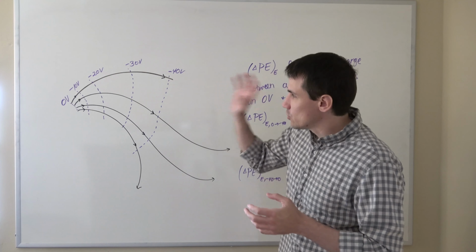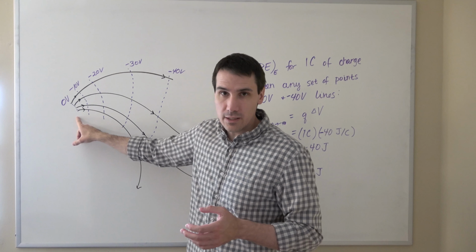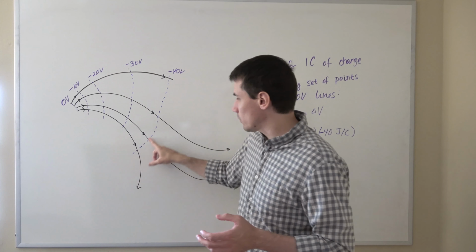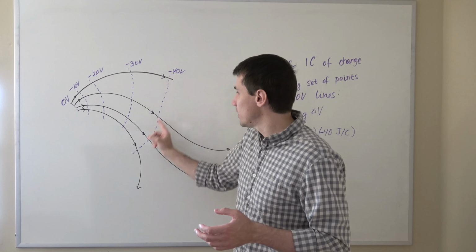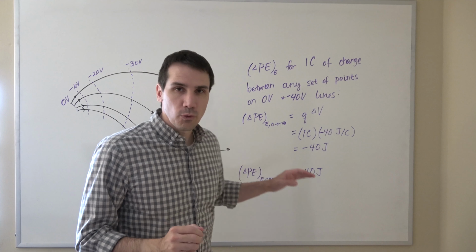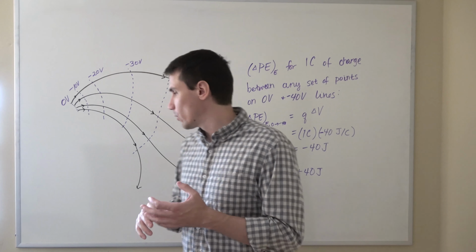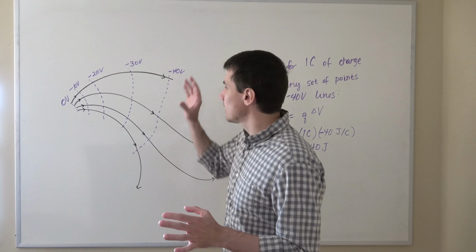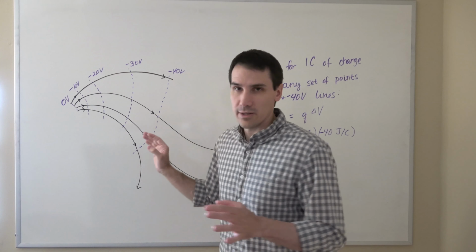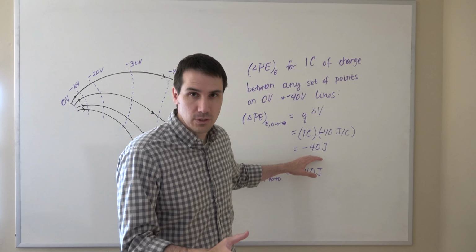We can choose any starting point as long as we are on this purple line. We can take any path that we want, and if we end up on this purple line here, we have lost 40 joules of energy if we're 1 coulomb of protons, right? So whatever path the protons take, if they start on this line and end on this line, they have lost exactly this much potential energy.